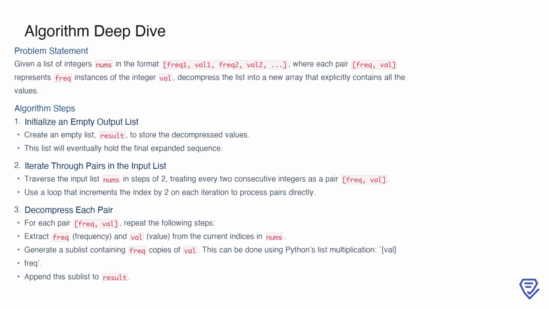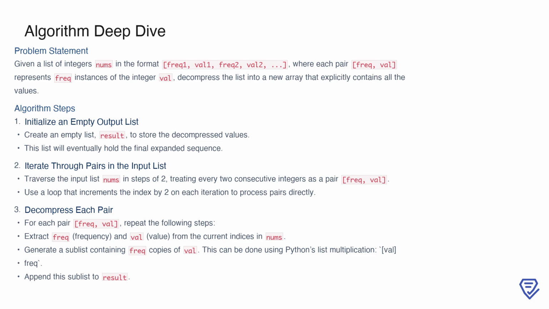Here, we're tasked with decompressing a run-length encoded list. The input, nums, is given in pairs of frequency, val, where frequency represents how many times the value val should appear in the output. To solve this, we'll follow a systematic approach. First, we initialize an empty list called result to store the decompressed values. This list will be our final output.